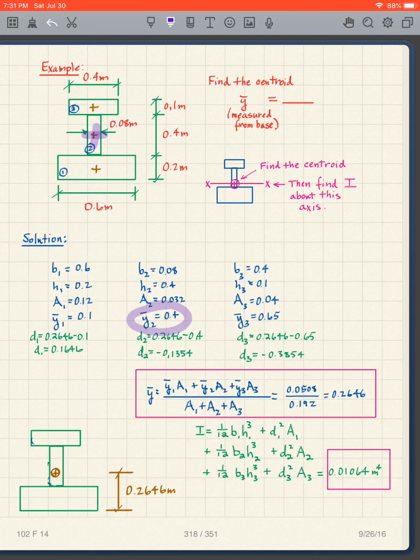And then what is my y bar? Well, to get to here, it's going to be 0.2 for that, plus another 0.2 for the next portion to get my y bar 0.4, and then the next one is way up here. What is this distance is the question. So we always reference that to the x-axis consistently.